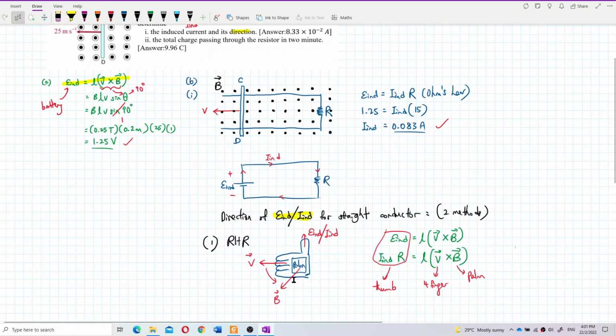So remember, this is your right hand, not left hand. It's a right hand. So the forefinger is the velocity, the palm is the magnetic field, the thumb is the induced EMF or induced current. Okay, now I'm going to show you.